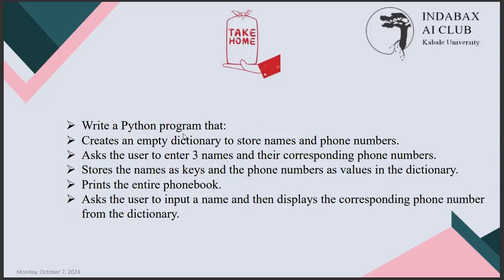Then you will also write a Python program that creates an empty dictionary to store names and phone numbers. So you first create a dictionary, and when it is empty, ask the user to enter 3 names and their corresponding phone numbers. So you will enter the names and phone numbers coming from the user. Then store the names as keys and phone numbers as values in the dictionary. Then print the entire phone book. Then ask the user to input a name and display the corresponding phone number from the dictionary.